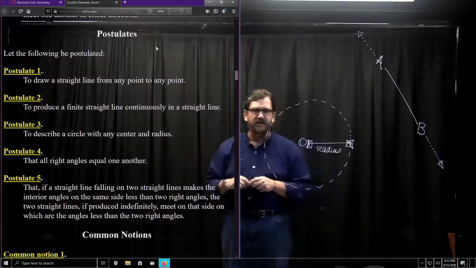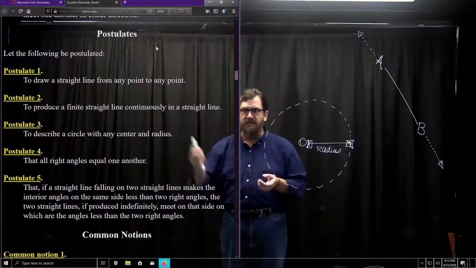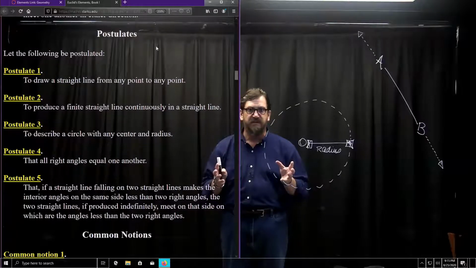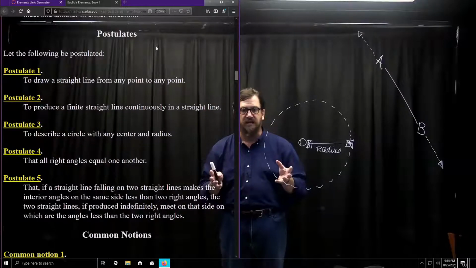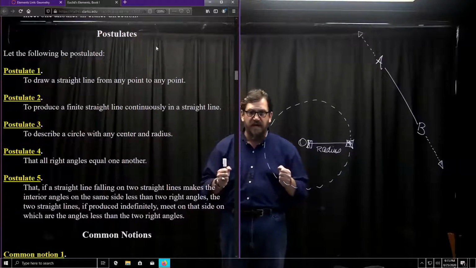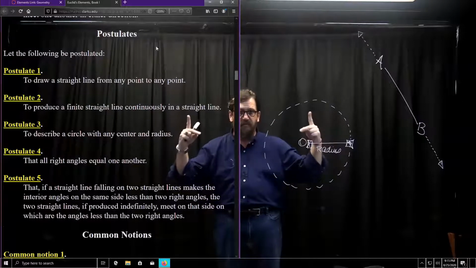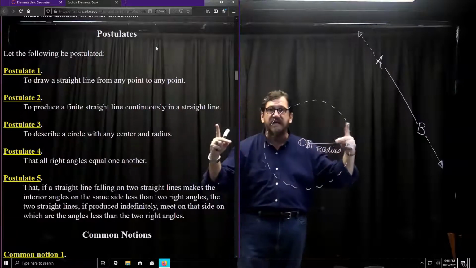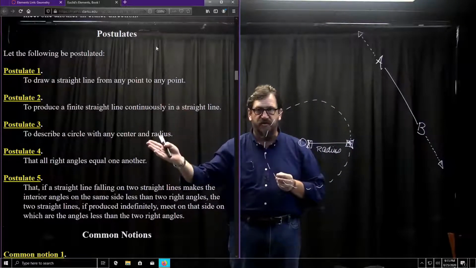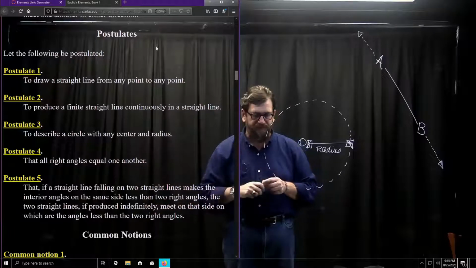Postulate four is a postulate of equality. It is the first time in the postulates that we see this idea of sameness being articulated. Two things are exactly the same. If they're right angles, whether I'm over here or over here, I'm going to be the same. I am equal. So, three for construction, one for equality, and then the big boy.